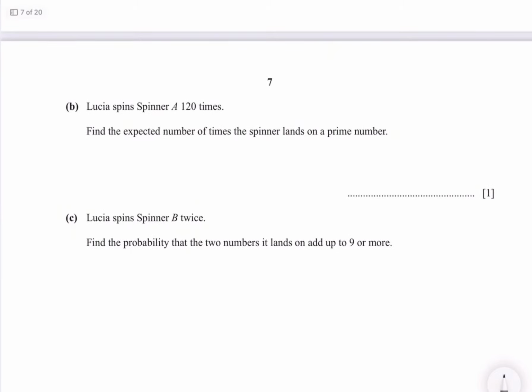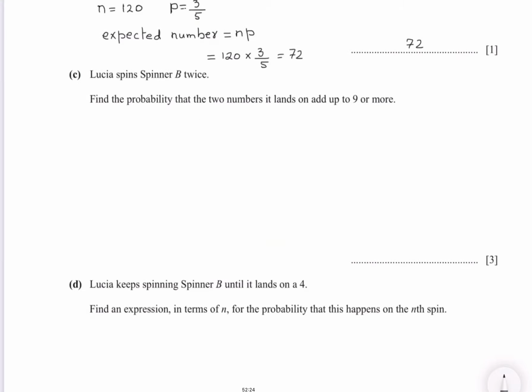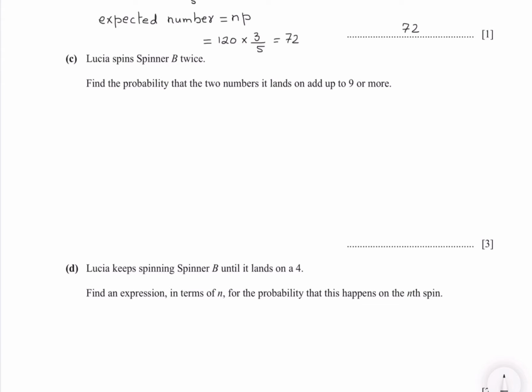Lucia spins spinner 120 times. Find the expected number of times the spinner lands on a prime number. So your n is 120 and your p is 3/5. This expected number is np always. So you multiply 120 by this probability, which is 3/5, and you will get the answer 72.